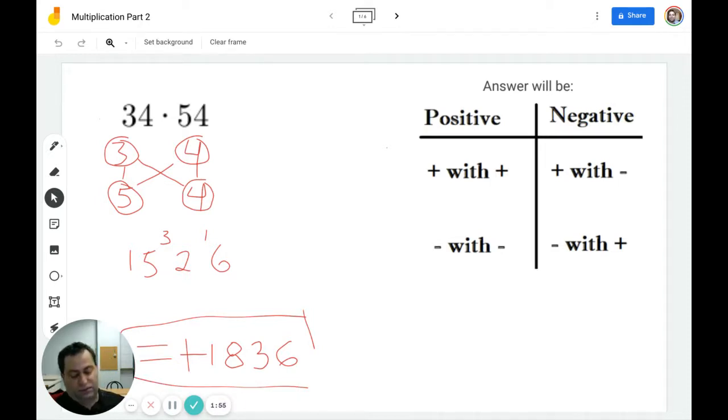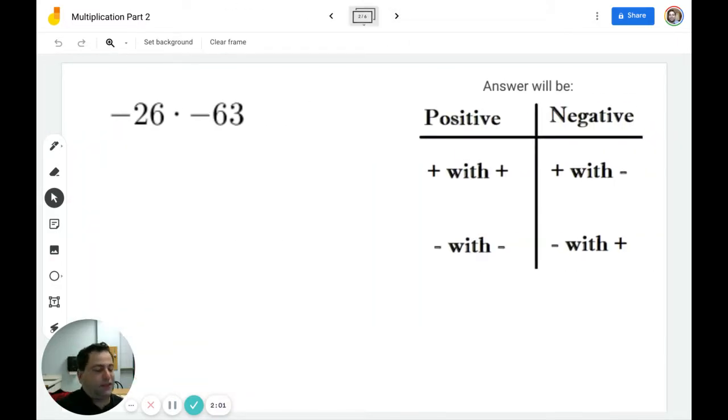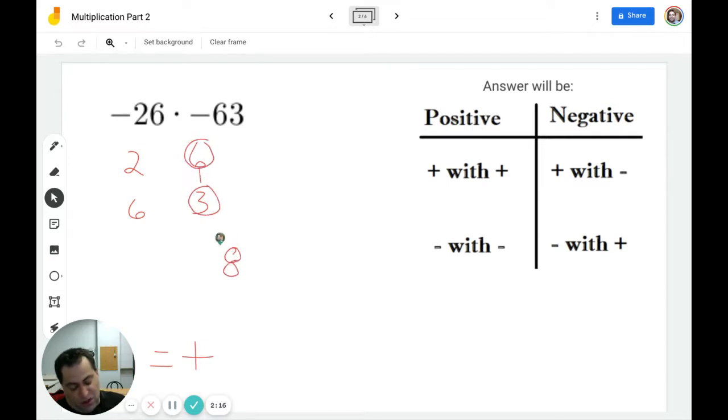Let's try another one. In this problem, we have negative 26 times negative 63. Well, negative times a negative is going to be a positive. Again, I'm going to write my numbers in a grid, 2, 6, 6, 3. I'm going to start by doing 6 times 3, which is 18. I'm going to cross multiply and add the numbers up. 6 times 6 is 36. 3 times 2 is 6. 36 plus 6 is 42. And lastly, I do 2 times 6, which is 12. Right to left, I add the numbers up. I get 8, 3, 16.